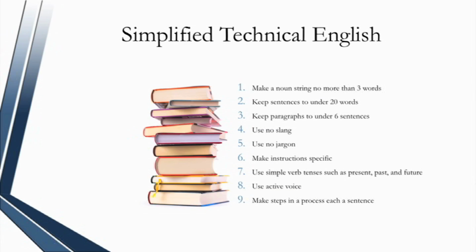Simplified technical English. Some companies follow the rules of simplified technical English, which was developed to cut down on problems associated with translation from English into another language. Here is a summary of the rules. 1. Make a noun string no more than 3 words. 2. Keep sentences to under 20 words. 3. Keep paragraphs to under 6 sentences.